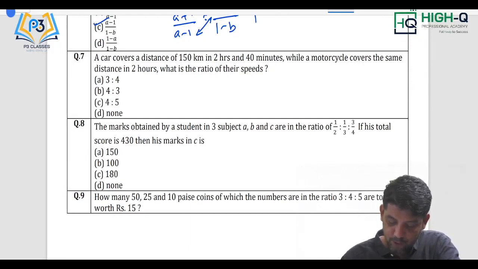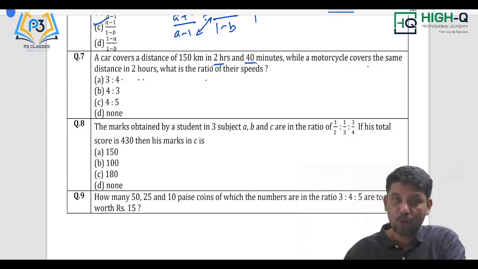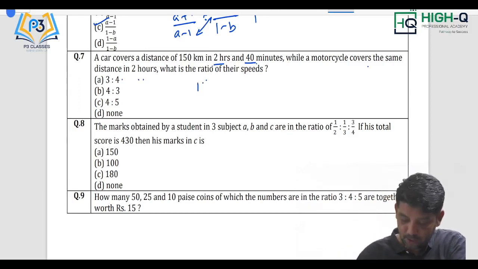150 kilometers in 2 hours 40 minutes, while a motorcycle covers the same distance in 2 hours. What is the ratio of their speeds? Very simple. 2 hours 40 minutes, what is it, sir? 160 minutes, sir.